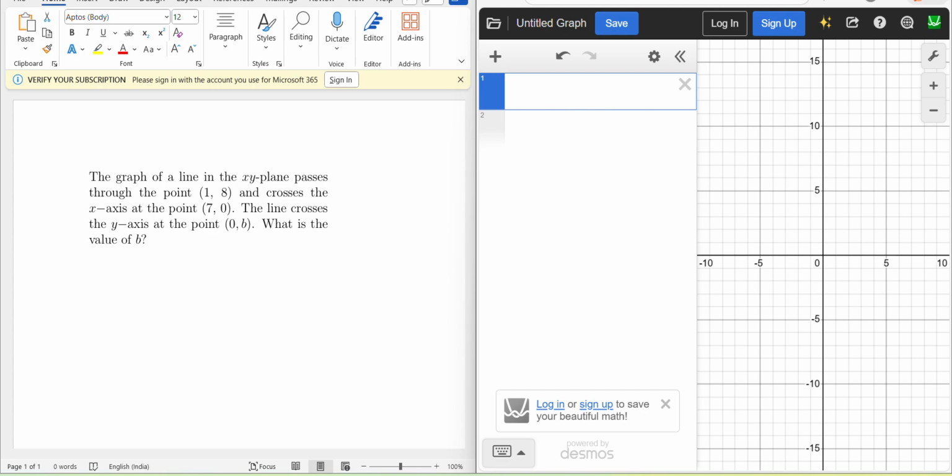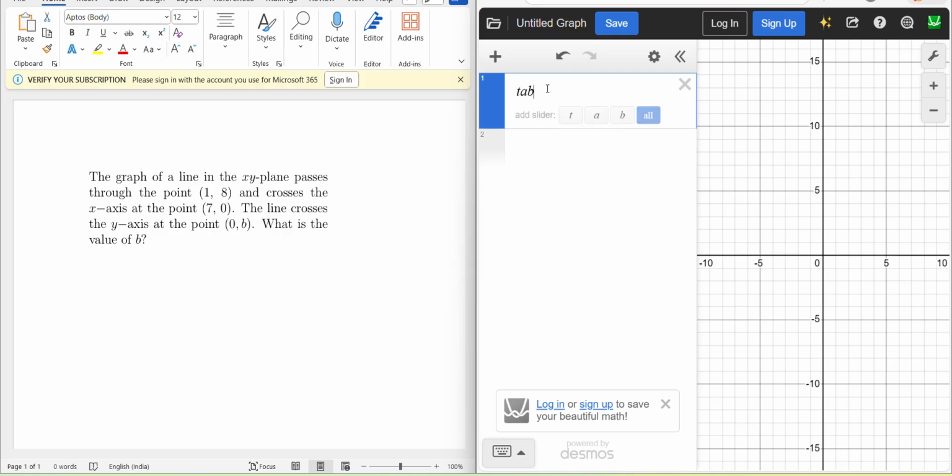Okay, so the question says: the graph of a line in the xy-plane passes through the point (1, 8) and crosses the x-axis at the point (7, 0). The line crosses the y-axis at the point (0, b). What is the value of b?